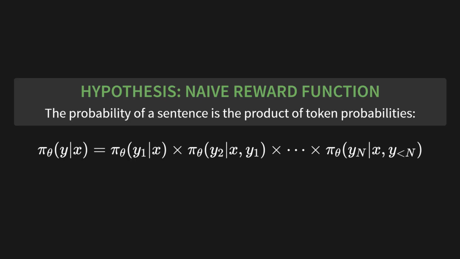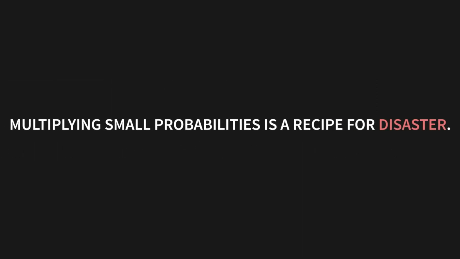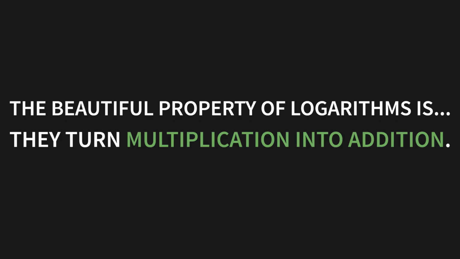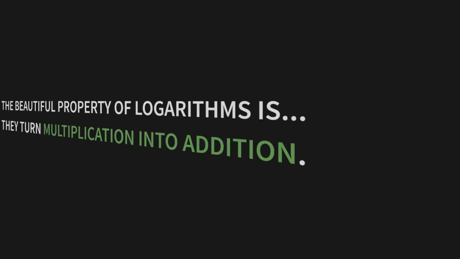But there's a huge problem with that. Multiplying a bunch of tiny probabilities together, we're talking numbers like 0.001, is a recipe for disaster on a computer. You run into something called numerical underflow. The numbers just get too small to handle. It's a mess. But the beautiful property of logarithms is they turn multiplication into addition, which is so much more stable for a computer to work with.